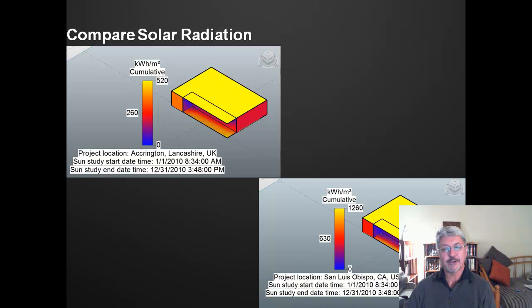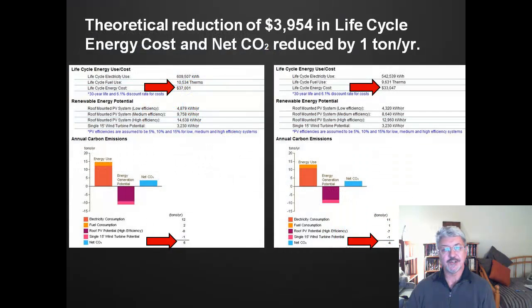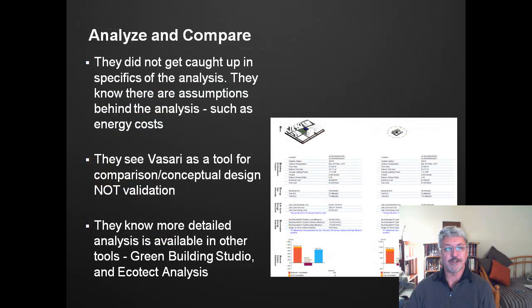So you've got now the comparative studies, solar radiation, and you've got the comparative energy costs. I'm only showing 2 of the values that we got back. As you'll see in the movies, there's a lot more information that you get, but I can see what my savings were from one to the other. The students in doing this, they don't need to get caught up in specifics.